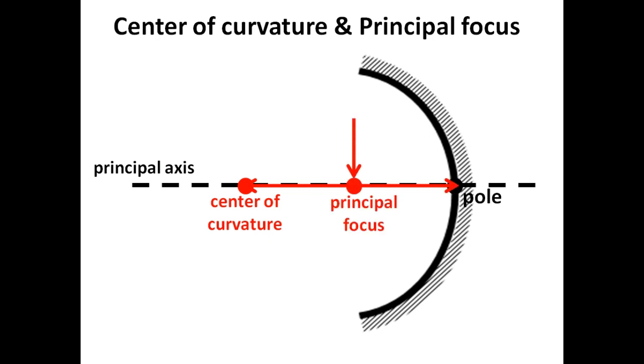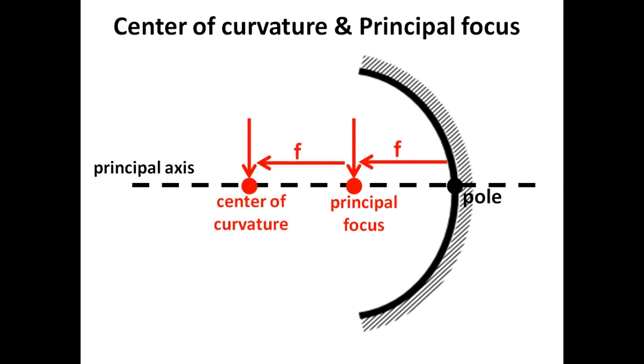That's interesting. Do you mean that, once I know where the center of curvature of any curved mirror is, then I can trace the principal focus to be the point midway between the center of curvature and the pole? Exactly. And even the other way around. If you know where the principal focus is, then you can trace the center of curvature to be the point twice as far away from the mirror.